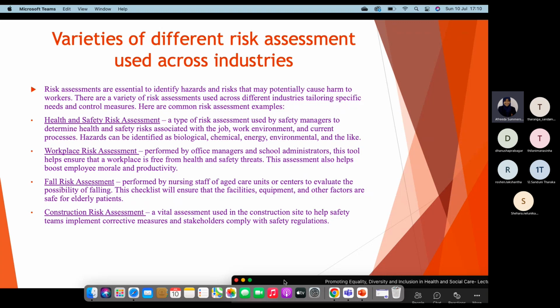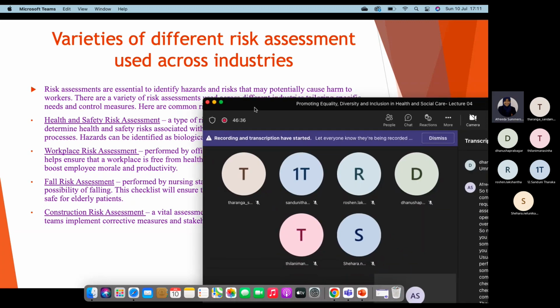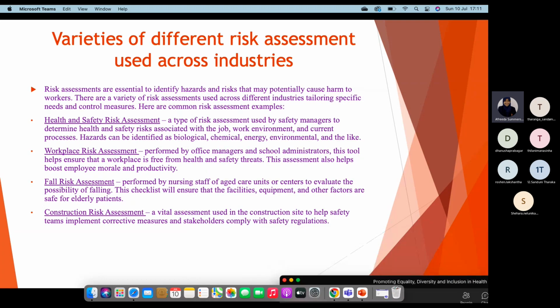old people, right? So can you see how the risk assessment is being classified under certain subtopics? First, we learned about health and safety risk assessment. Second, the workplace risk assessment. Third, the fall risk assessment. Can you see? Risk assessment also needs to be classified as per its situation, right? The next one is construction risk assessment. So let's see, Shehara, can you answer? What is construction risk assessment?